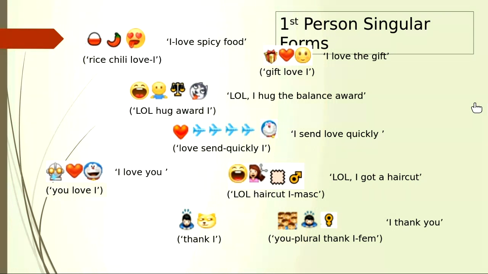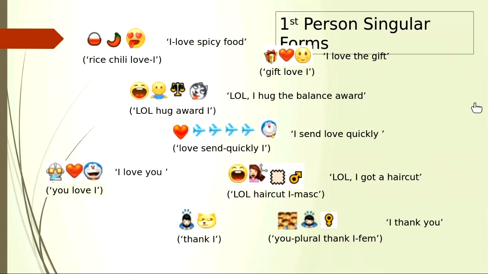The next pattern, and a very common pattern it is in Weibo, is using an animal head to represent the self, first person singular. And we see this in the example, lol, I hug the balance award. That's a type of award that a celebrity received. I send love quickly, which we saw before. And down at the bottom, if you can see there towards the middle, thank I thank you. These dogs, particularly the two dogs, the one looking sideways and then the other one with its head tilted, are very, very popular as first person pronouns.